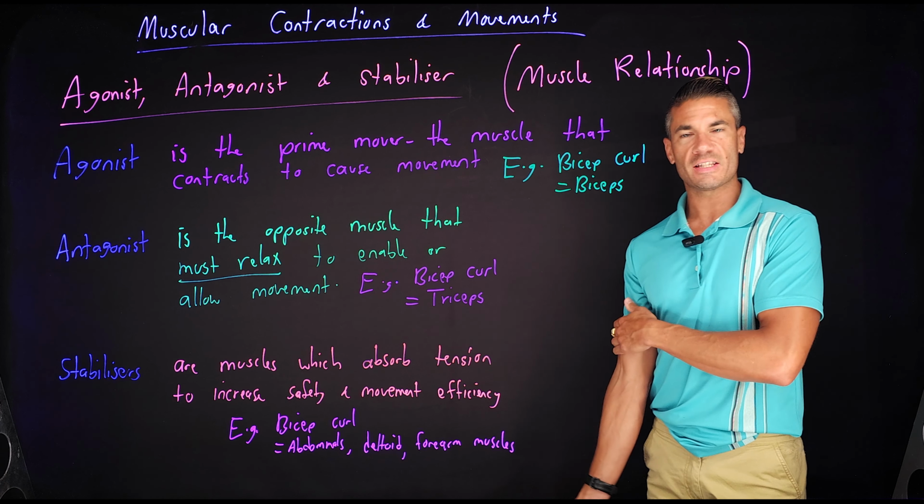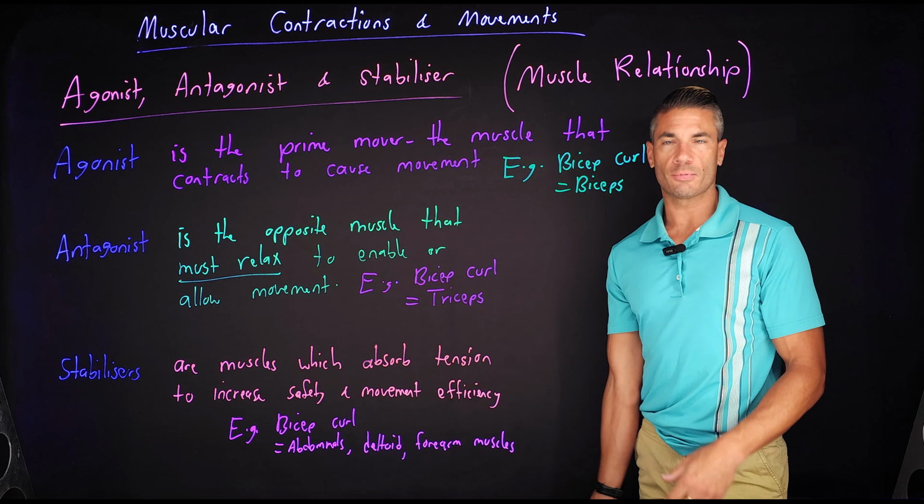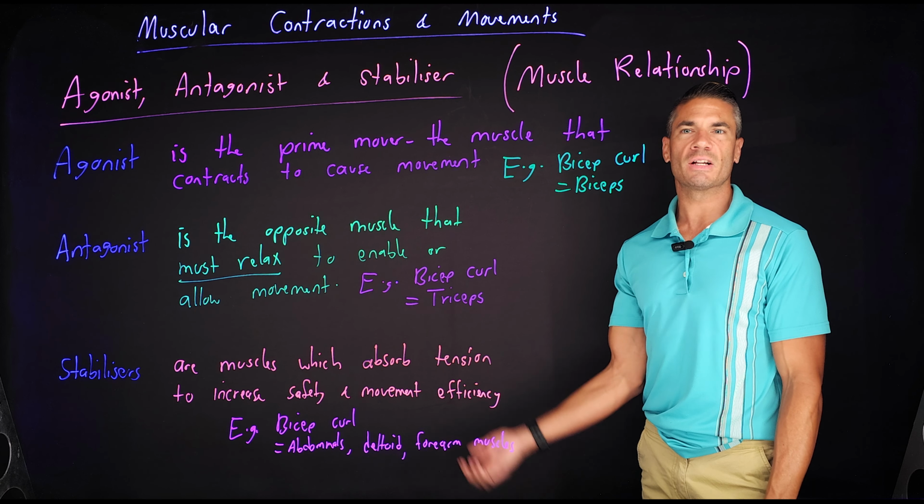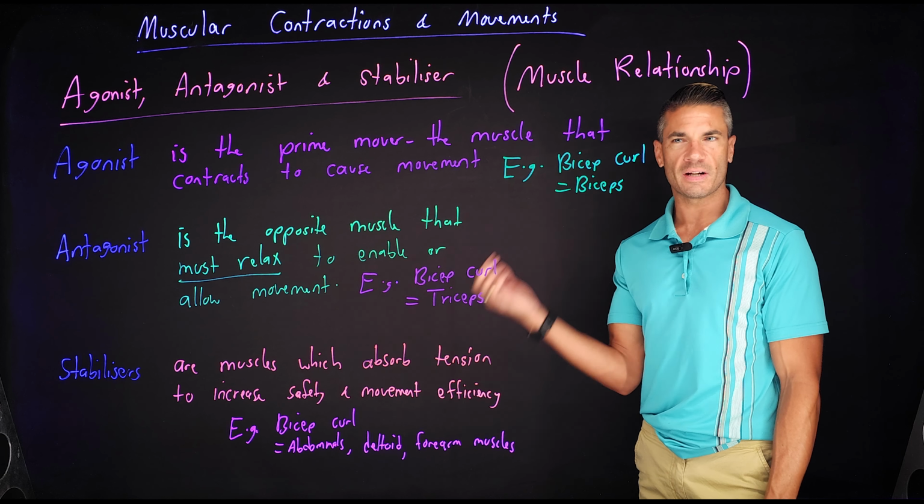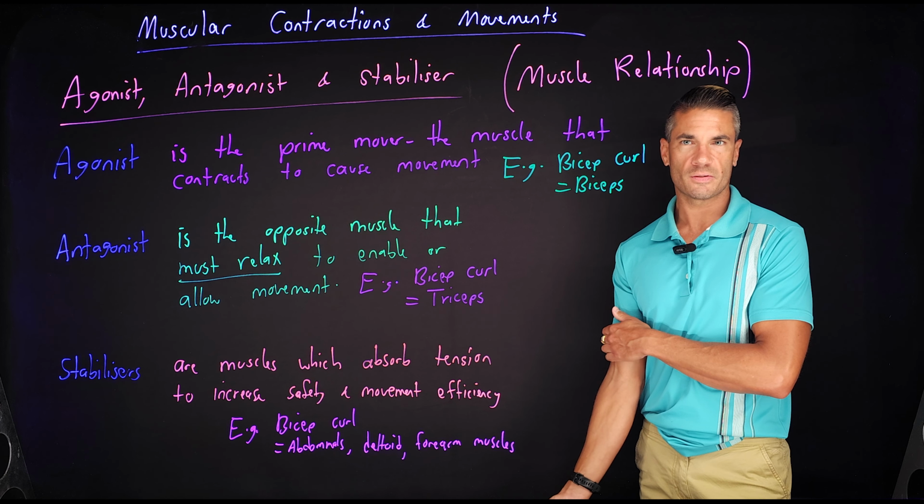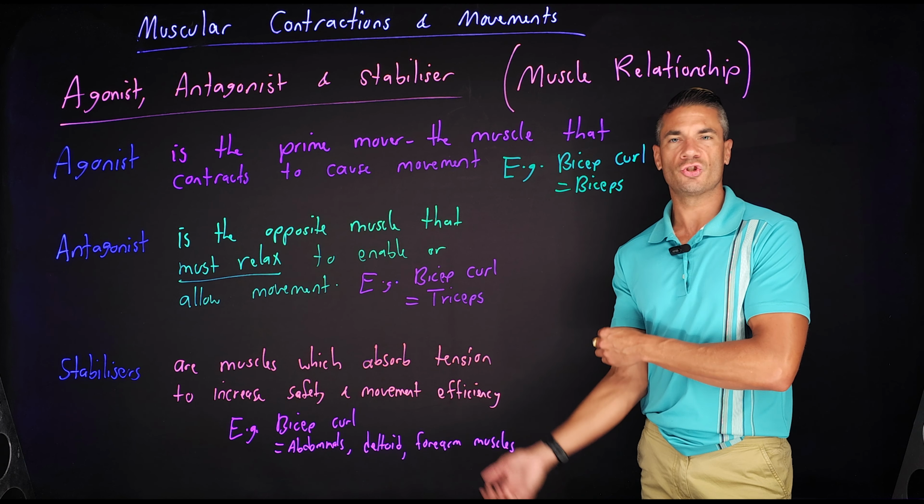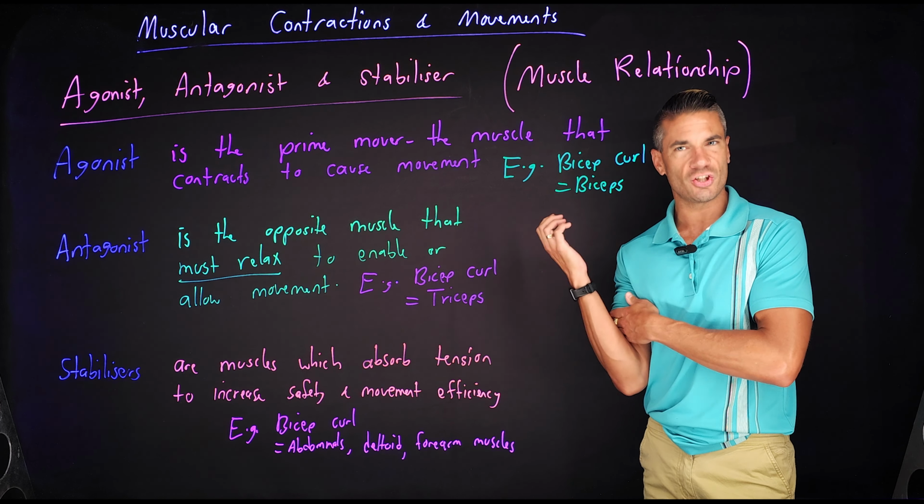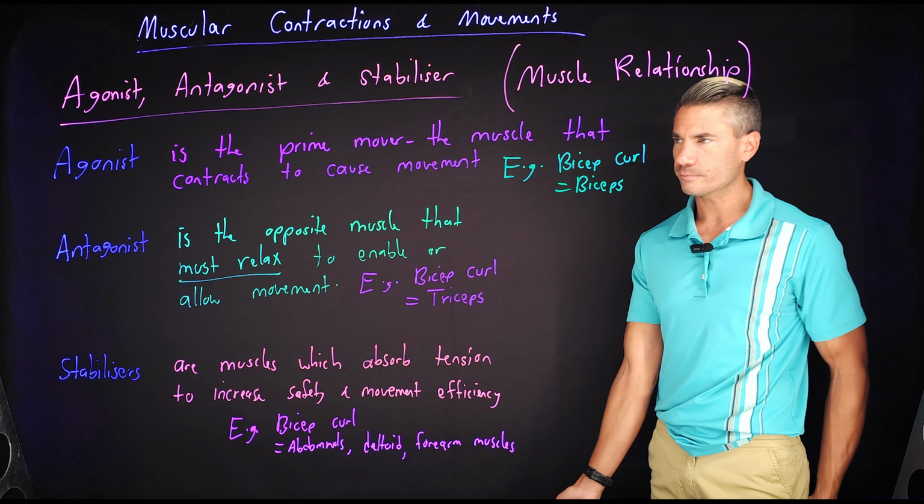So if I do a bicep curl, what is the main muscle that is contracting to cause a bicep curl? The biceps, all right? It is the one that is shortening, okay? It is the one that the tension is going through when I do a bicep curl.